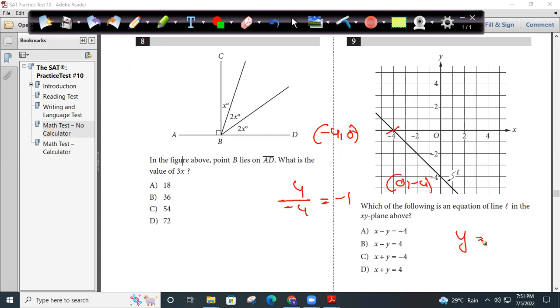So y is equal to minus x plus c. Now plug in any 1 point. So put x is equal to 0, y is minus 4. So y is equal to minus x minus 4. Or bring this side, x plus y is minus 4. So clearly our friend C for Chennai should be my answer.